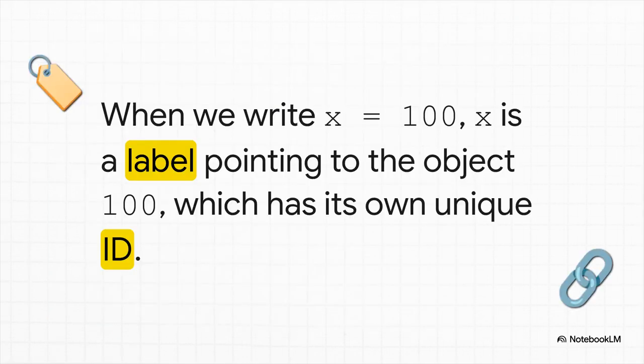Well, let's make this super concrete. We type x = 100. First, Python creates an integer object that holds the value 100. That object gets its own unique ID, which is basically its address in memory. Then the variable x is created, and it's just a label that gets pointed at that object. So x isn't the number 100, it's just the name we're currently using for it.